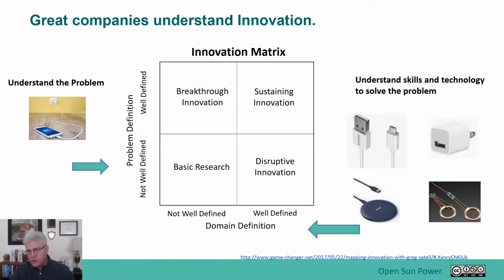A simple tool that's used to talk about innovation is the innovation matrix. The innovation matrix breaks innovation up into 4 separate areas, and those 4 areas all have a different purpose that helps you understand the problem and develop the technology and the solution to the problem.